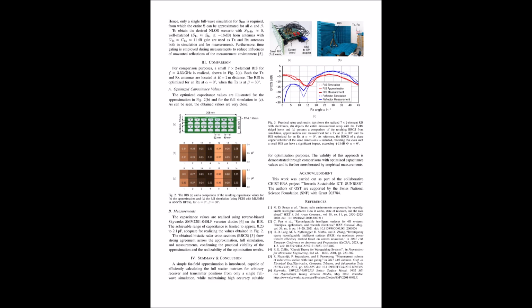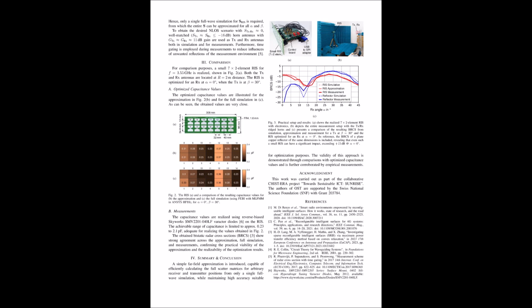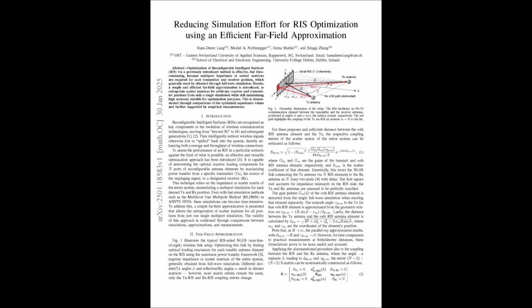You mentioned earlier that they need the whole scattering matrix, or S matrix, to really optimize the RIS. How does this far-field approximation help with that? Well, the S matrix is like a giant map of how the whole system works. The RIS, the transmitter, and the receiver, all interacting with those electromagnetic waves. Each entry in the matrix tells you how different parts of the system are connected. It's like a giant lookup table for how signals interact.